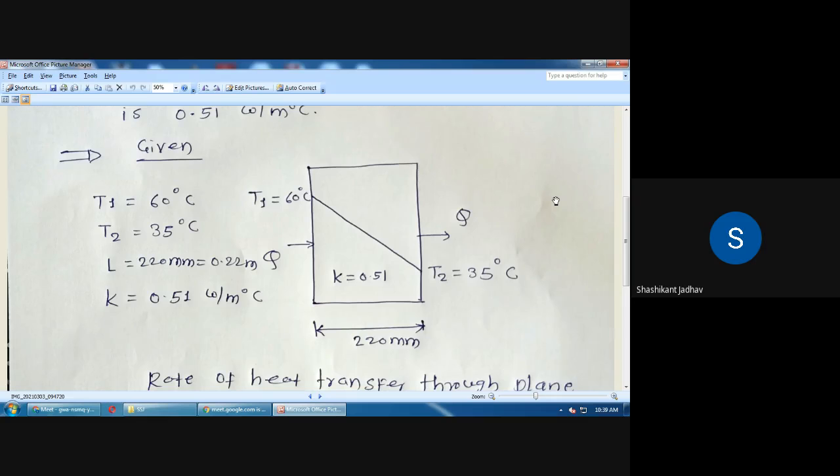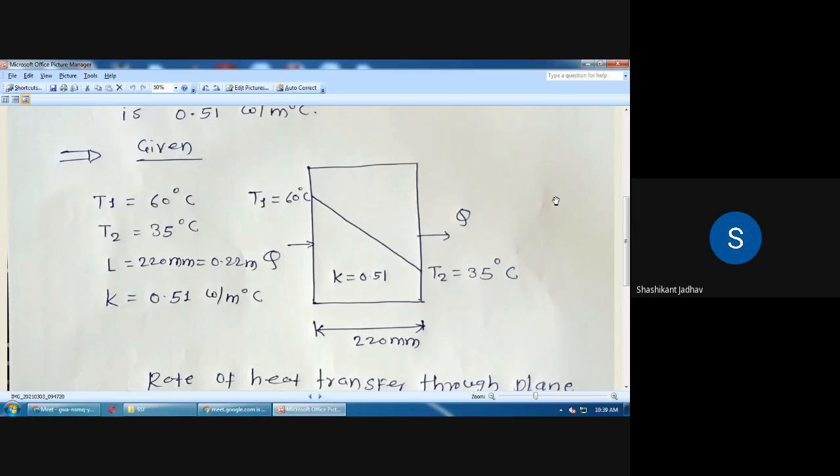Our aim is to calculate the rate of heat transfer, meaning we have to calculate Q. And we know the standard equation for the rate of heat transfer through the plane wall. We have derived the equation for heat conduction through the plane wall, and the final equation we got is: Q is equal to K into A into T1 minus T2 divided by L.